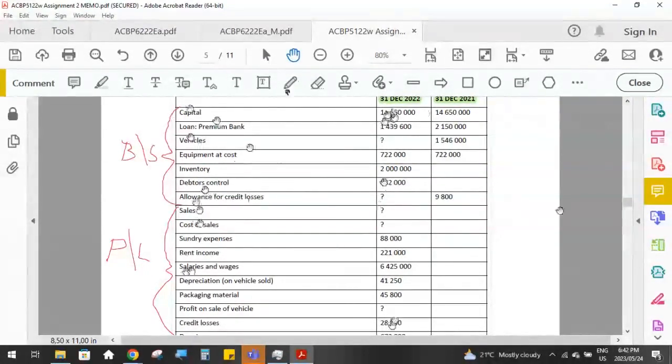So for instance, we know that our vehicles and equipment and inventory and debtors control, all of those are assets, so they will all have a carrying debit balance. Allowance for credit losses is a liability, or it's also, should I say, a negative asset. It's the negative asset that belongs with debtors control, so that will always have a credit balance. A loan is a liability, so that will be a credit balance. Capital is owner's equity, which remember increases on the credit side. Remember your DEAD CLIC.